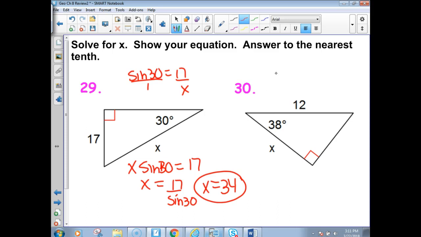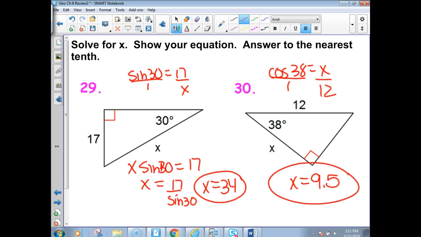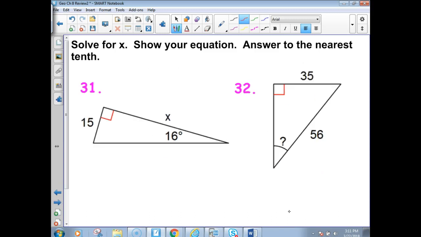And 30 is the cosine. Cosine 38 equals x over 12. Just calculate 12 cosine 38. What did you get for 30 if you already did it? Anybody else get 9.5? Yes? Okay. All right. 31, we should be doing tangent again.